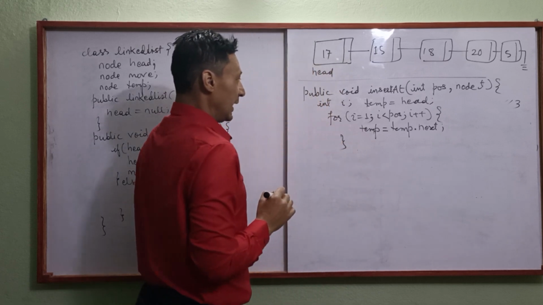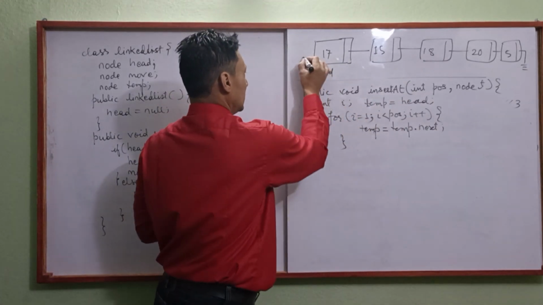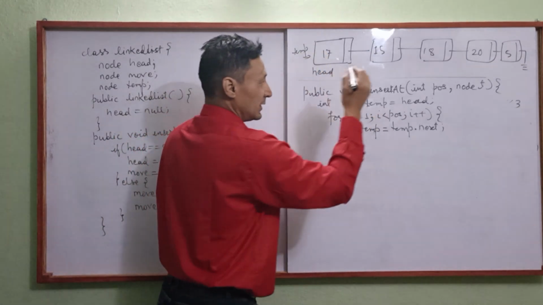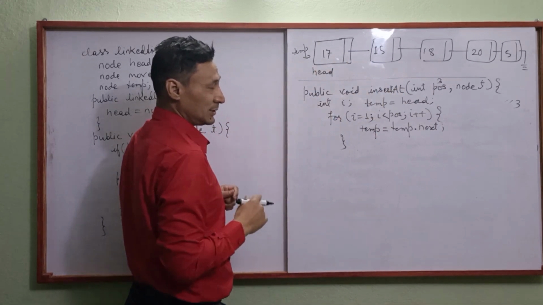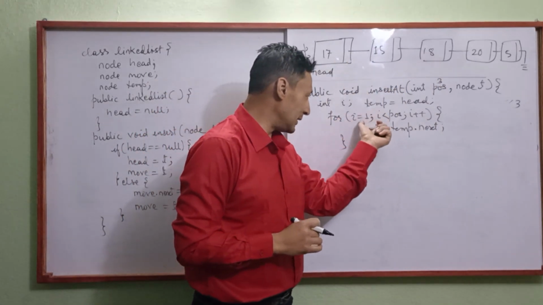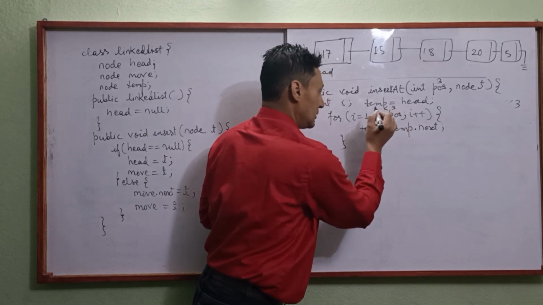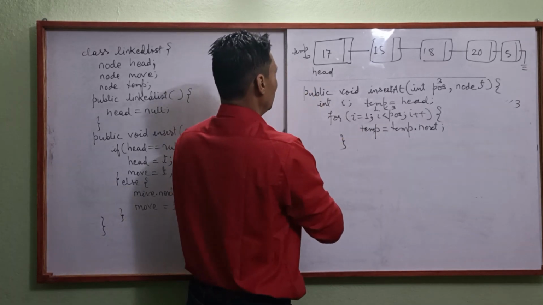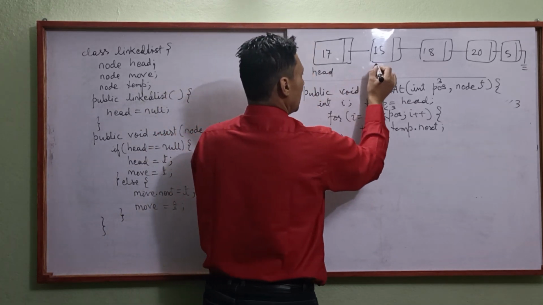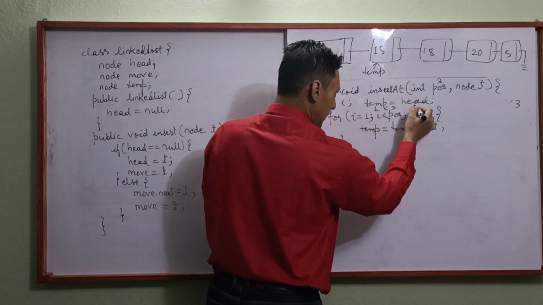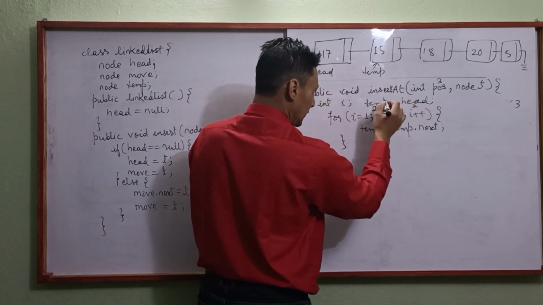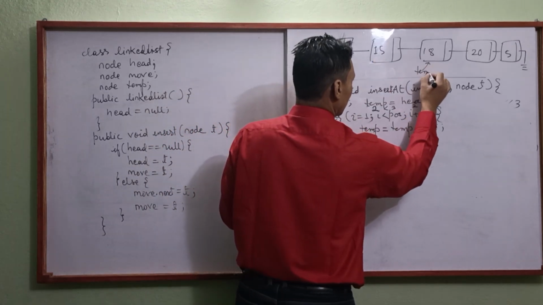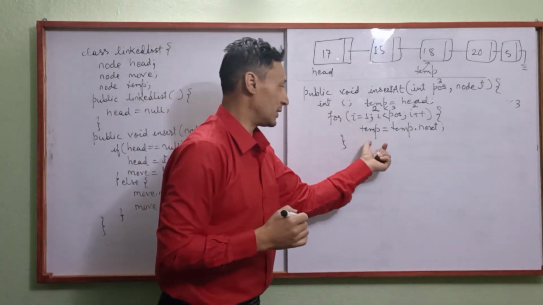Now what will happen here is initially temp is head. This is temp, then our loop will start with i equal to 1. Here the position provided is 3. After the third position we want to insert, so i is 1, 1 is less than 3, that is true, so this will be executed. Now our temp will move to this position. Then i will be incremented, it will become 2, 2 is less than 3, again temp will be moved. Now our temp will be here.